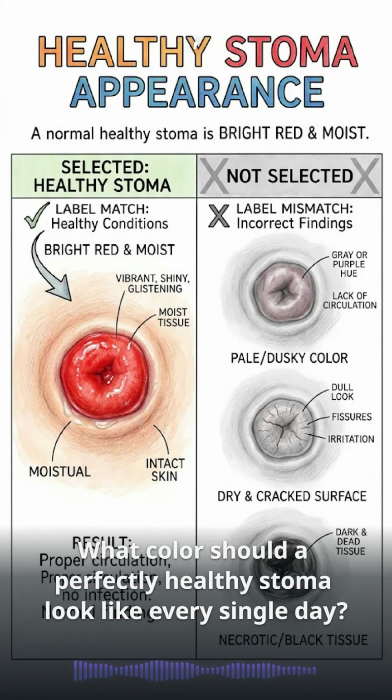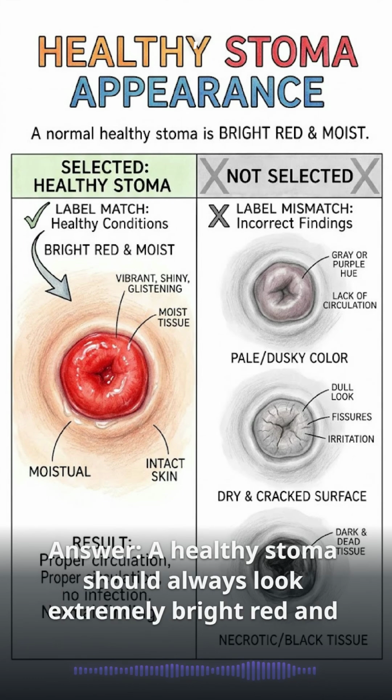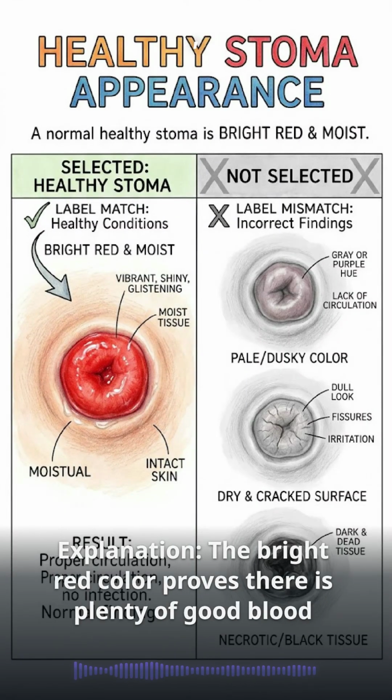85. What color should a perfectly healthy stoma look like every single day? A healthy stoma should always look extremely bright red and very moist. The bright red color proves there is plenty of good blood flowing.